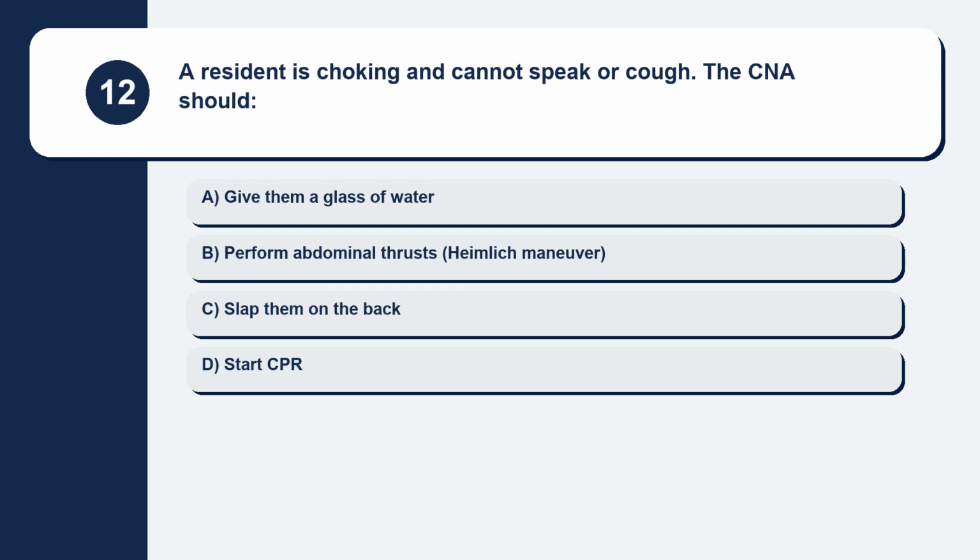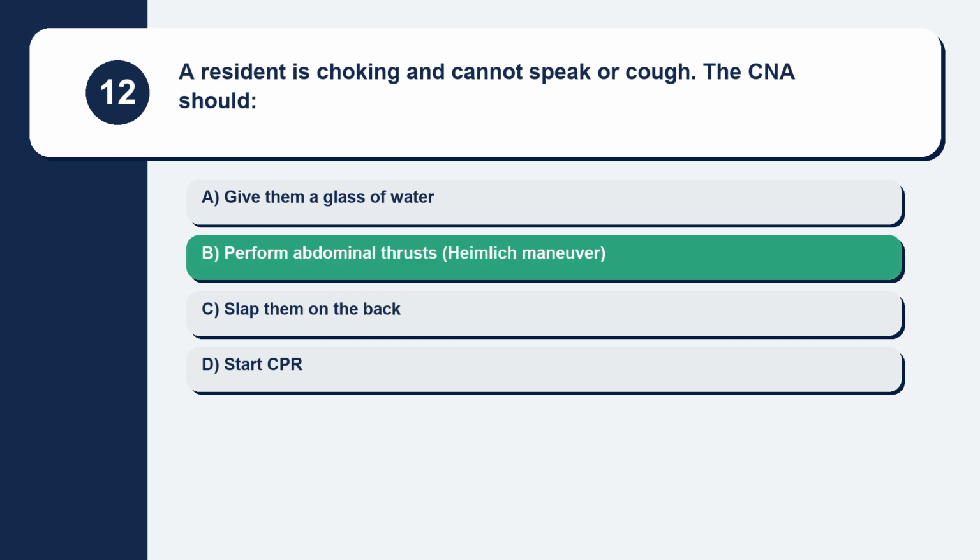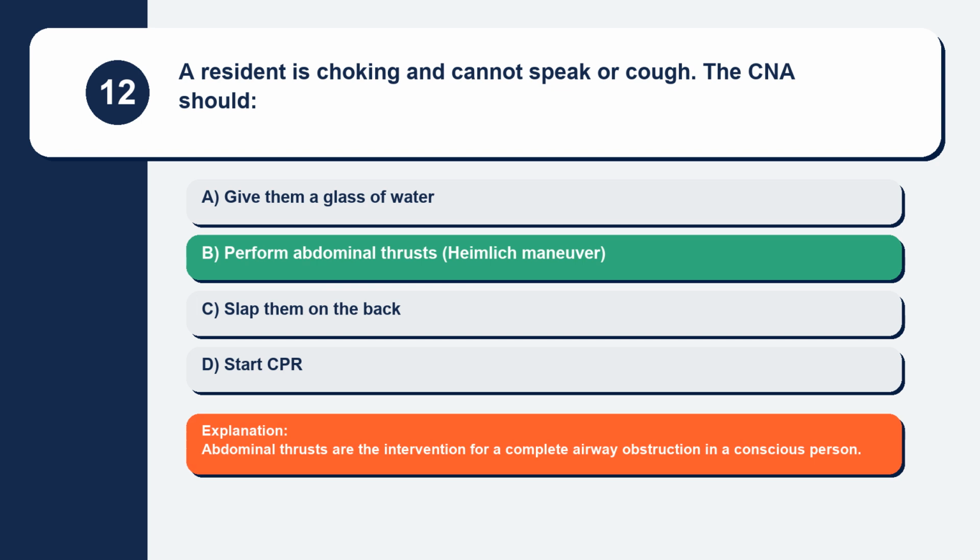Question 12. A resident is choking and cannot speak or cough. The CNA should give them a glass of water. Perform abdominal thrusts, Heimlich maneuver. Slap them on the back. Start CPR. Abdominal thrusts are the intervention for a complete airway obstruction in a conscious person.